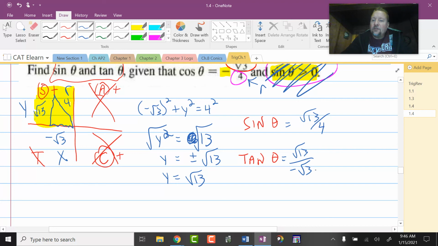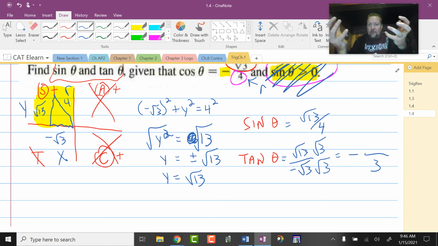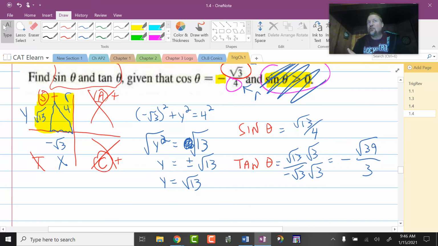Actually, it's not as bad as you think, just being able to write your final answer. Sure, it's 3 on the bottom. 13 is prime, 3 is prime. There's nothing that can simplify, so you just multiply 3 times 13. And it's root 39 over, with a negative in front. Okay, so really understand that this is almost exactly a 1.3 question, coordinate trig, but they just give you some information. You've got to find out what quadrant you're in and find all the sides.